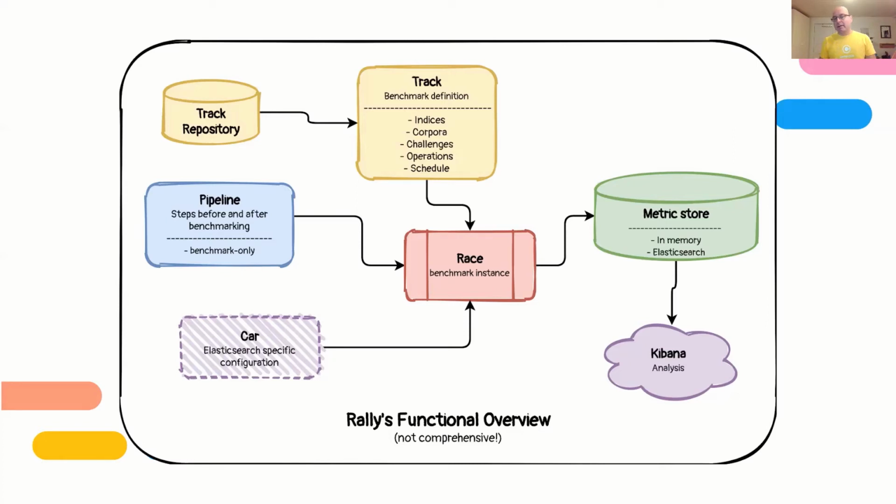When you run a race, you're going to produce lots of data. You should have a metric. We have a metric store where we can put all this data in. You can choose to do this in a memory store or use Elasticsearch to store your data. And if you choose Elasticsearch, you can afterwards combine it with the power of Kibana to do more analysis on this.